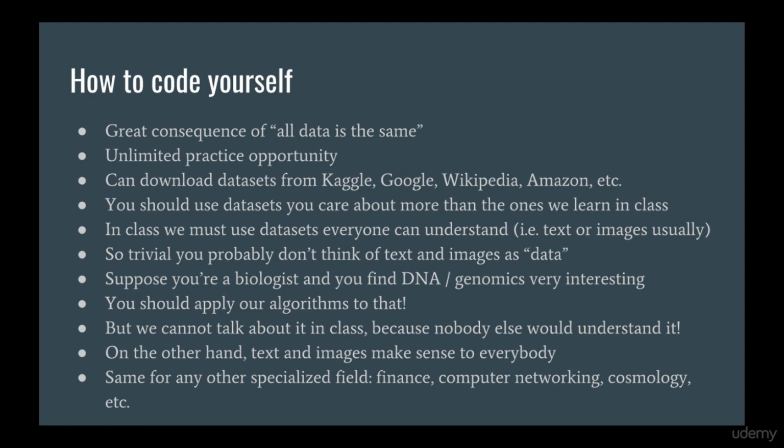The downside is we most likely won't talk about DNA in class unless it's a very simple example, because most computer scientists are not biologists too. So they don't know what DNA is. They don't understand the specifics. So an example wouldn't make much sense to them. This is opposed to text and images, which makes sense to everybody. Same goes with any other specialized field like finance, computer networking, cosmology, and so on.